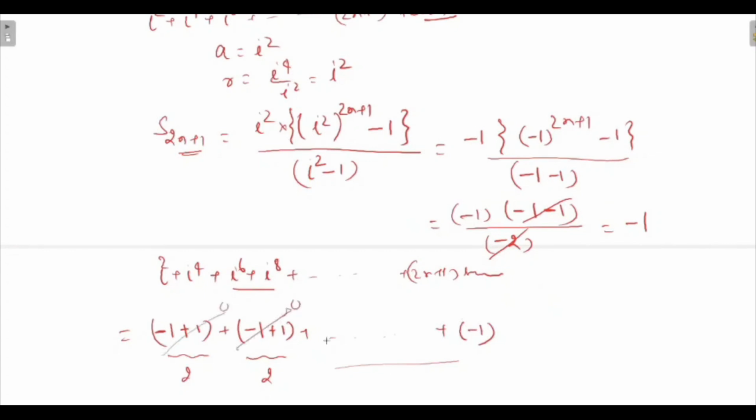So up to 2n terms, the things will become 0, and we will be left with only minus 1. So you can just see it in this way as well, and you will get the answer as minus 1.